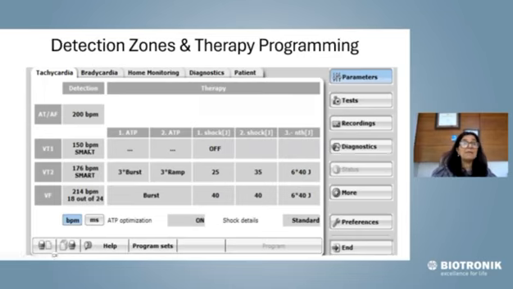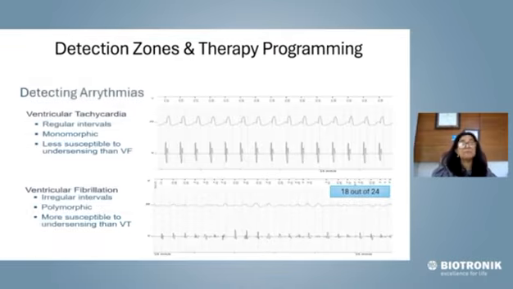Also, you can see in this very example, there is a VT1, and you can clearly see that the VT1 has been programmed for only monitoring the detection. So these are detection zones, as you can see. You can see above, it detects in VT1. Depending on which zone the cycle length falls, it will go either into a VT1 zone or into a VF zone.